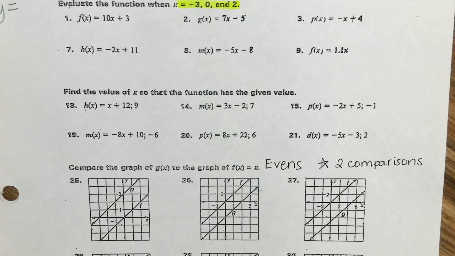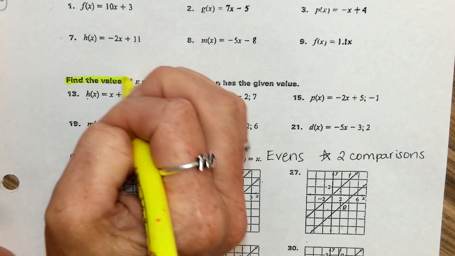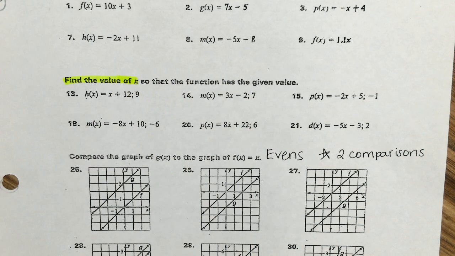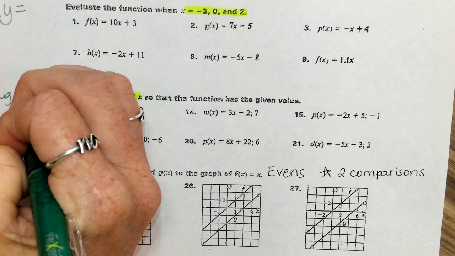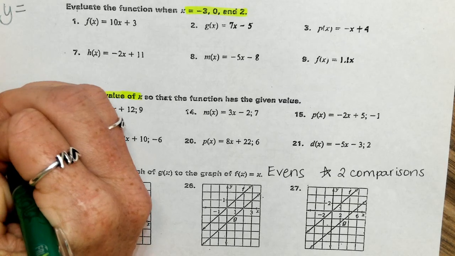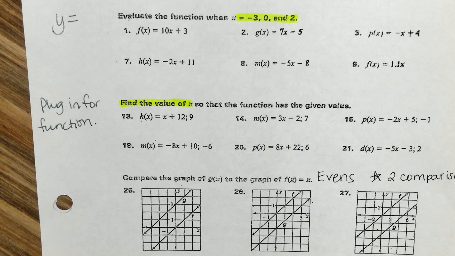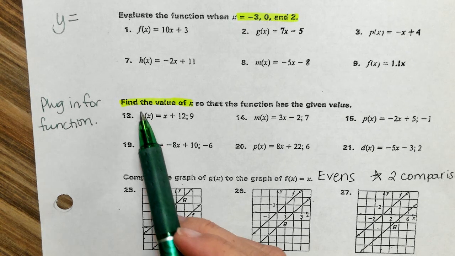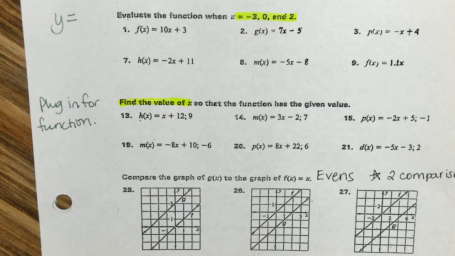Okay, look at 13 through 21. It says find x. Now you plug in for the function, and then solve for x. Now don't just write the equation. You better solve for x, okay? Because it says find x. So your answer should say x equals 5 or whatever. Okay, any questions on those parts?